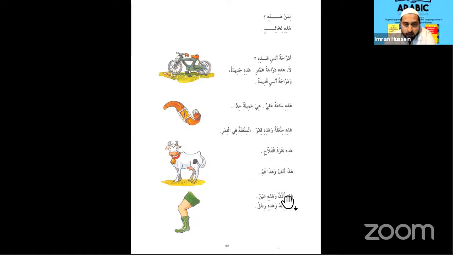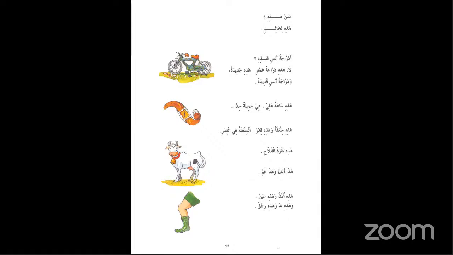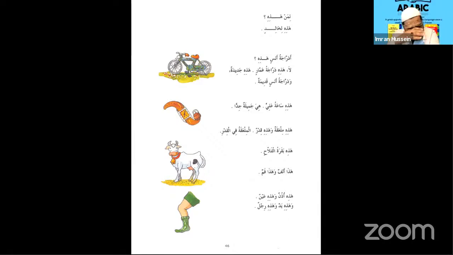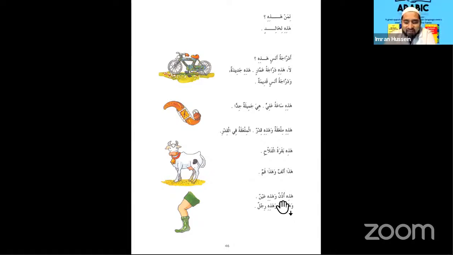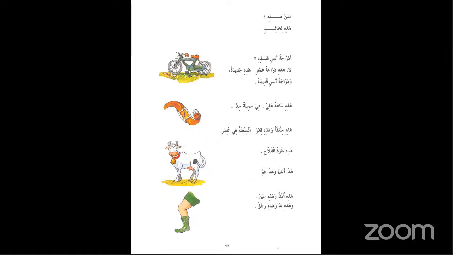So these words at the bottom: udhunun means ears, aynun means eye, yadun means hand, rijlun means leg. Because these limbs are in pairs, they are treated as feminine, and that's the reason why hadhi is used with them. And if it's singular, is it still masculine? Then it's masculine. Hadhi udhunun wa hadhi aynun. These are ears and these are eyes. Wa hadhi yadun wa hadhi rijlun. And these are hands and these are legs.